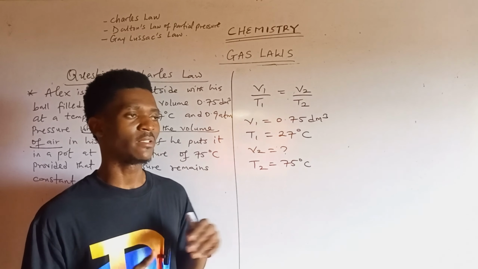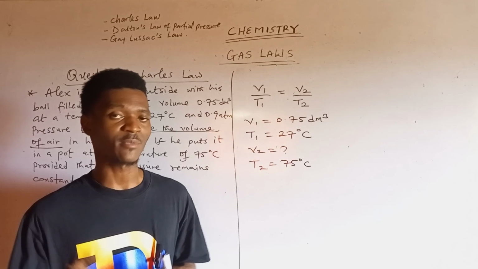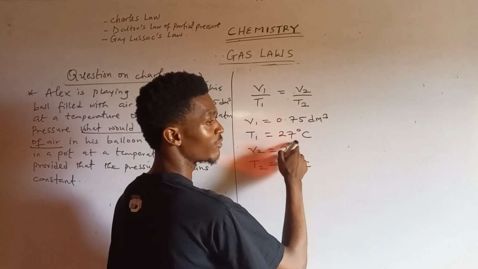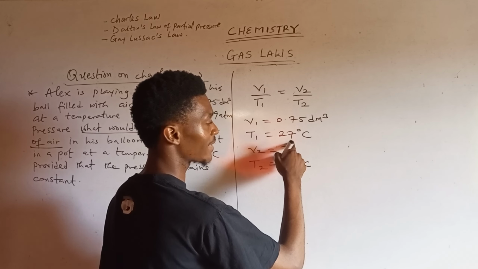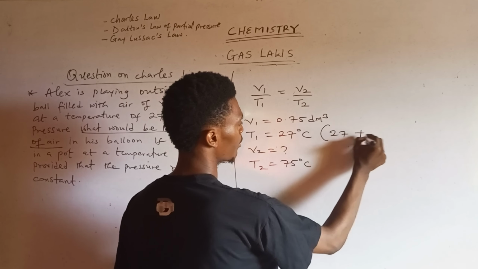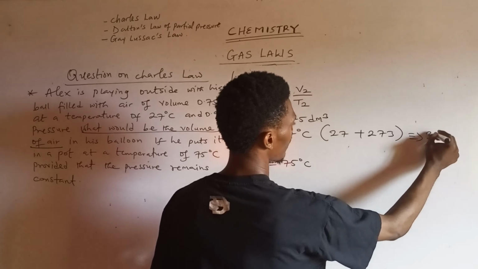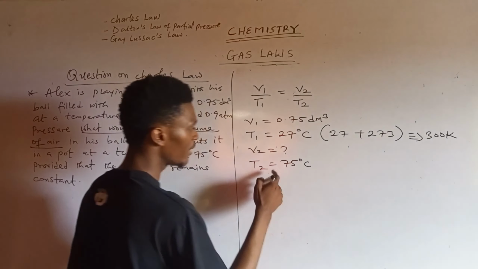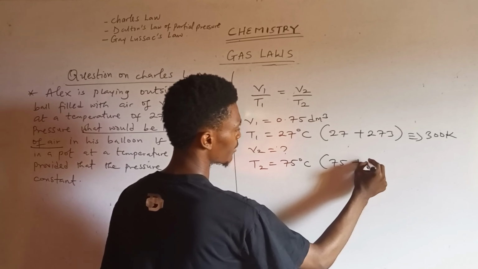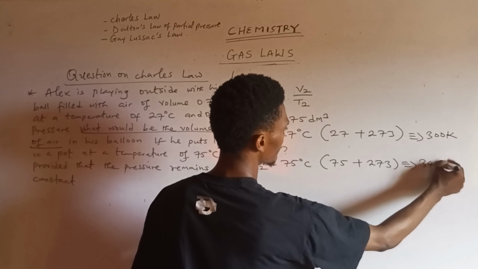Whenever you are giving temperature in degrees Celsius, you must convert to Kelvin, being the absolute temperature. I explained that in the previous video. Now, looking at this, if you want to convert Celsius to Kelvin, don't forget you add 273 to the value. This becomes 27 plus 273, and this gives you 300 Kelvin. Then for this one, we have to convert again: 75 plus 273, and this gives us 348 Kelvin.